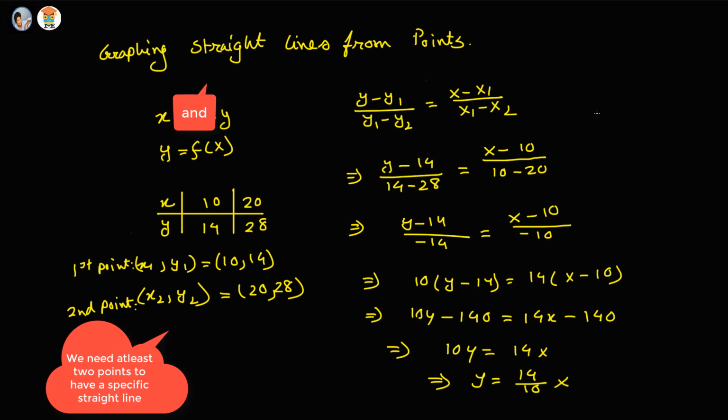If x is equal to 10, then y will be equal to 14 divided by 10 into the value of x, which is 10. That means 14. And if x is equal to 20, y will be equal to 14 by 10 into 20, which will be equal to, here we have 2, 28. So we get exactly same values. Well, this is all for now.